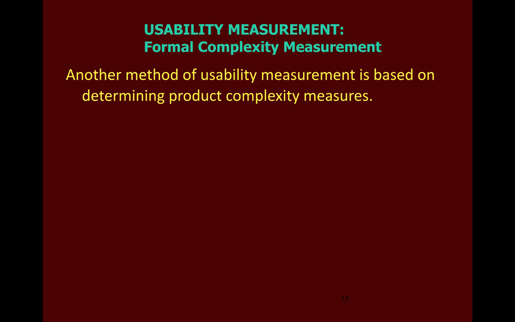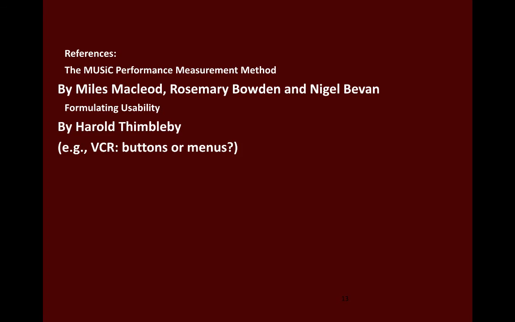So here's another method to measure usability, and this is a way to measure usability independently of the user. In other words, we just look at the complexity of the product. So for instance, if you download a piece of software and try to use it and find that it's so complex, it obviously has some usability issues. And there are some references to those measures that we talked about.